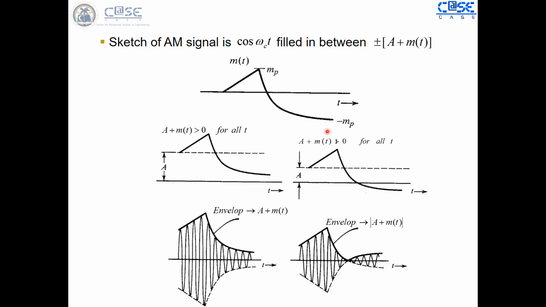And assume these two peaks are the same values, MP and minus MP. So it's a very hypothetical scenario in which you have a message signal whose positive and negative peaks are the same. You are required to modulate it using some carrier cos omega ct, some carrier term cos omega ct.